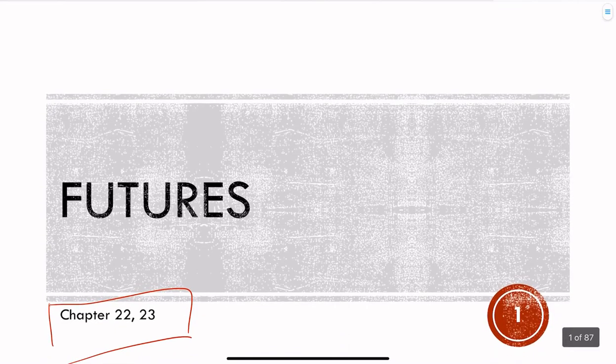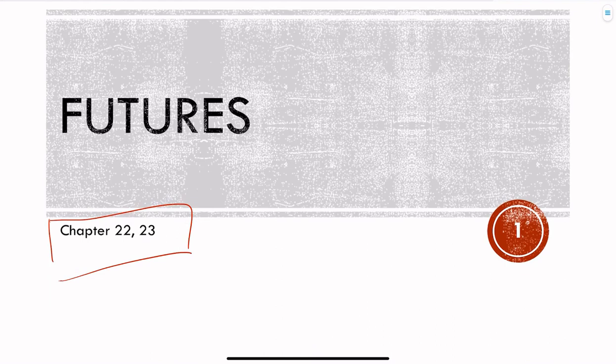Okay, today let's talk about futures. We basically discussed options, which is a type of derivatives. And futures is the second type of derivatives we want to talk about. This whole lecture on futures is based on chapters 22 and 23, so whenever you find you're unclear about something in the lecture notes, you can just check your textbook.